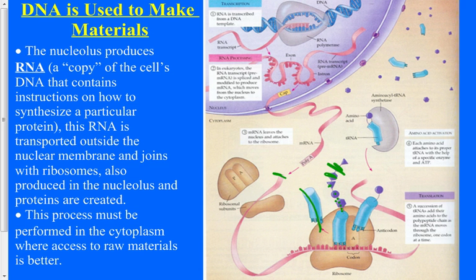Now, what happens to this RNA after the job has been done? Your cell breaks it back down, turns it back into the raw materials, and then it can be used again. So that's essentially what I said here. A nucleolus produces RNA, which is a copy of the cell's DNA, and that's used to synthesize the proteins at the ribosomes.